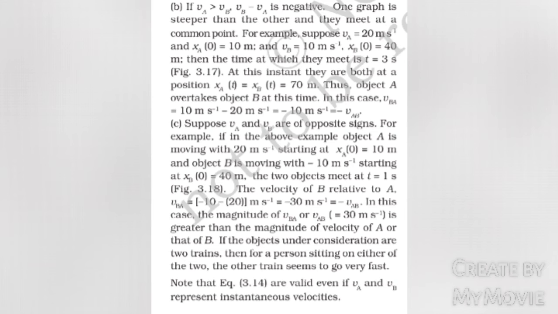Figure 3.18. The velocity of B relative to A, VBA equals minus 10 minus 20 meter per second, which equals minus 30 meter per second, equals minus VAB. In this case, the magnitude of VBA or VAB equals 30 meter per second, which is greater than the magnitude of velocity of A or that of B. If the objects under consideration are two trains, then for a person sitting on either of the two, the other train seems to go very fast. Note that equation 3.14 is valid even if VA and VB represent instantaneous velocities.